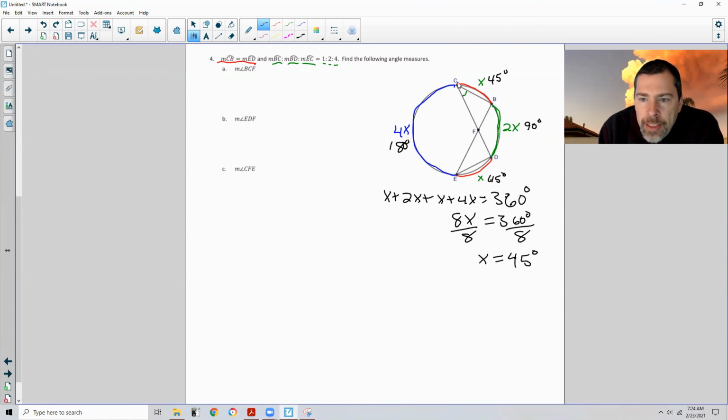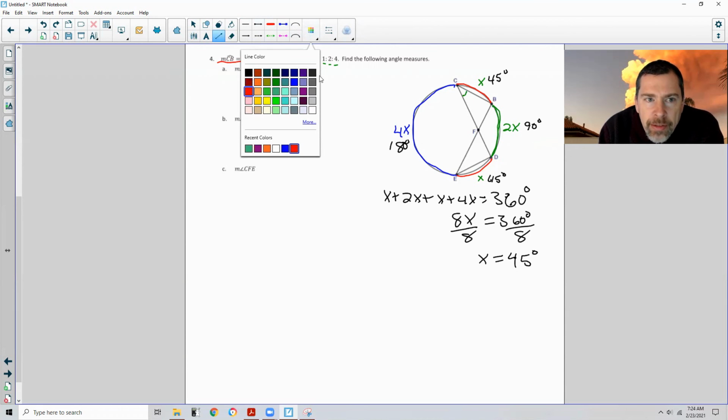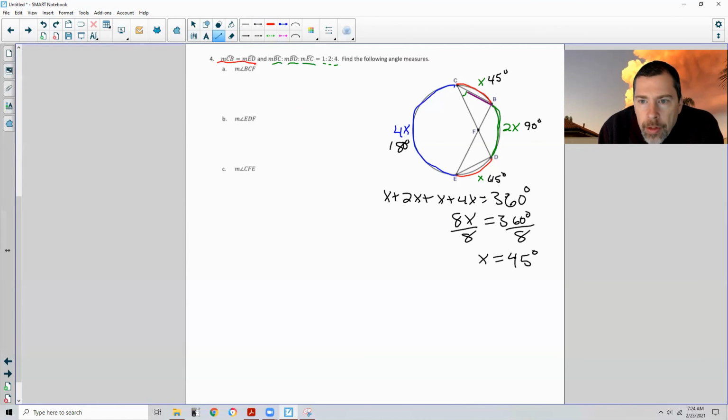So since angle BCF is right here, and it is formed by an inscribed angle, if we continue that, purple, right here, that's the angle we're asking for in part A. Well, it's an inscribed angle and it's half the intercepted arc. So the measure of angle BCF is 45 degrees.